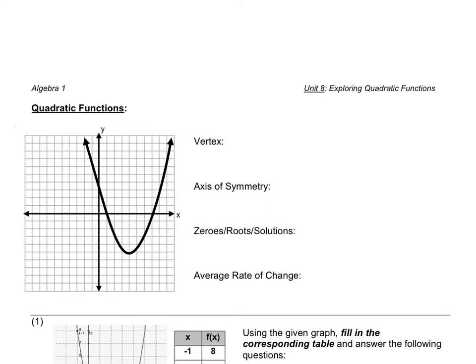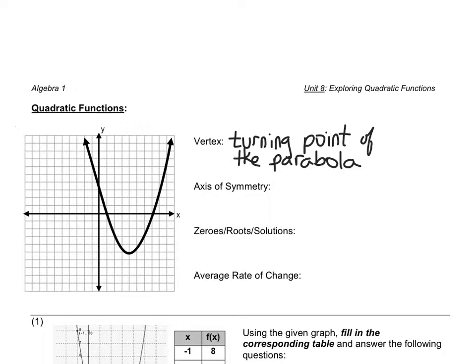So vertex, the turning point of the parabola. The parabola is the name of the graph of a quadratic. When we're talking about exploring graphs of quadratic functions, we're talking about characteristics of parabolas. The axis of symmetry is a vertical line that splits the parabola in half.